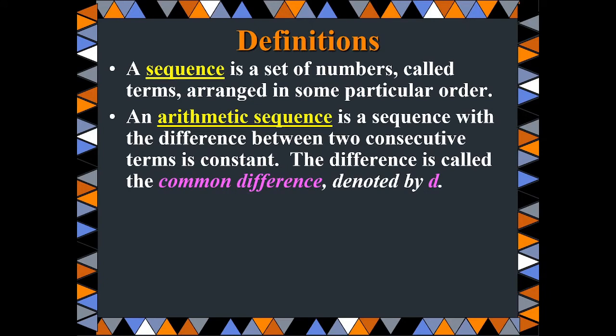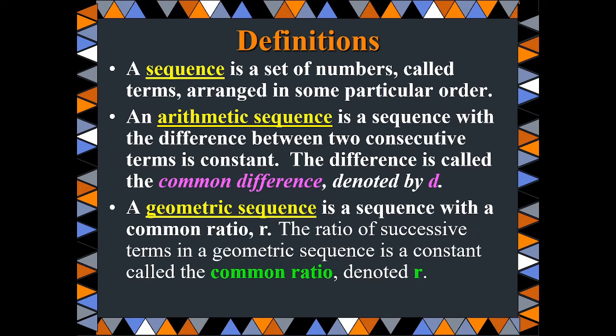An arithmetic sequence is a sequence with the difference between two consecutive numbers or terms is a constant. The difference is called the common difference, denoted by the letter D. And this will be the definition of geometric sequence. It is a sequence with a common ratio R. The ratio of successive terms in a geometric sequence is a constant called the common ratio, denoted by the letter R. So to expound this more, let's have this example.